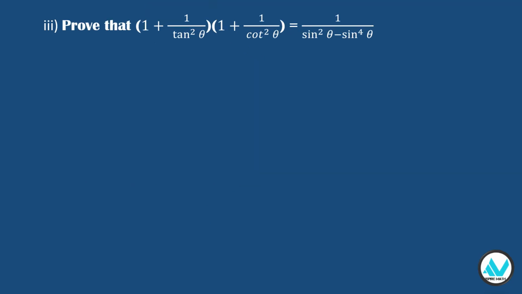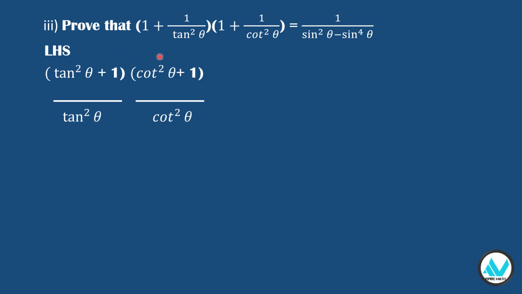which is nothing but my RHS. Here we are going to prove 1 plus 1 by tan square theta into 1 plus 1 by cos square theta equal to 1 by sin square theta minus sin power 4 theta. Now let me take the LHS first. Now here 1 is a whole number, whereas 1 by tan square theta is a fraction. I cannot add a whole number with a fraction. So let me write this 1 as 1 by 1. Here again I am going to write 1 by 1.